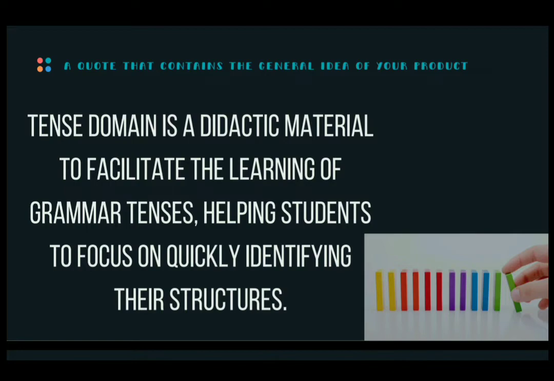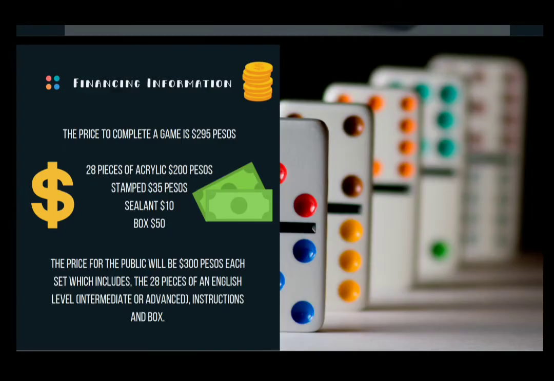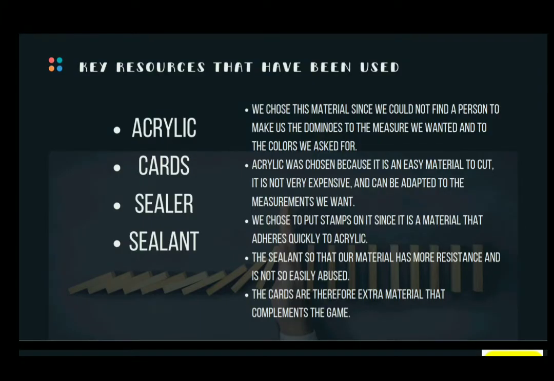Financing information. The price to complete the game is 295 pesos. The 28 pieces of acrylic are 200 pesos, stamps 35 pesos, sealant 10 pesos, and a box 50 pesos. So the price for the public will be 300 pesos each set, which includes the 28 pieces of an English level, which can be intermediate or advanced level, an instruction sheet and a box. Key resources that have been used: acrylic, card, stamps, a sealant.